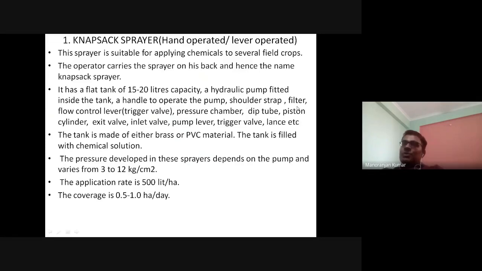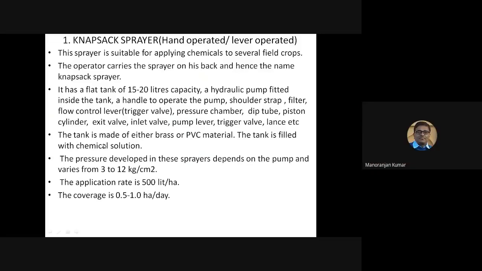Filter is there to remove any unwanted material in the chemical. Flow control lever, that is the trigger valve. With the help of this, you can switch on and off the flow of the chemical to the crops. Pressure chamber to build up pressure so that liquid can be ejected out. Deep tube, this is a part of the pressure chamber. Piston cylinder, exit valve, inlet valve, pump lever, trigger valve, lance. Okay, so lance is a long tube. So these are some parts of this knapsack sprayer.